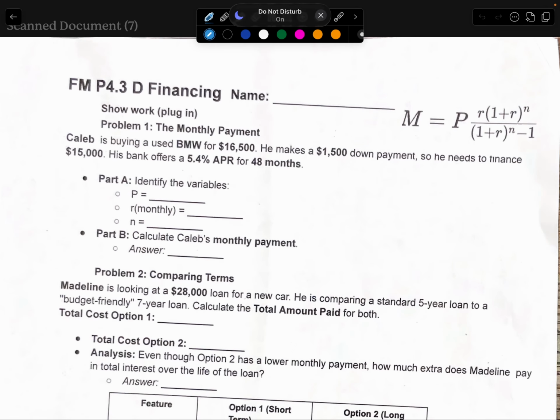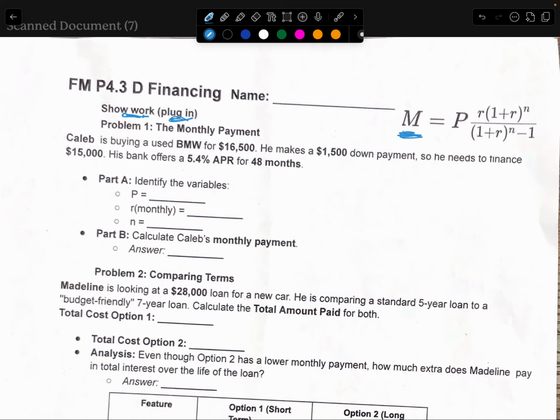Okay, so Lexi, this is what the quiz is over. So I'm gonna show you how to enter things into this formula to find a monthly payment. Okay, so the problem says to show our work. So what we plugged into the calculator, we'll put that here.